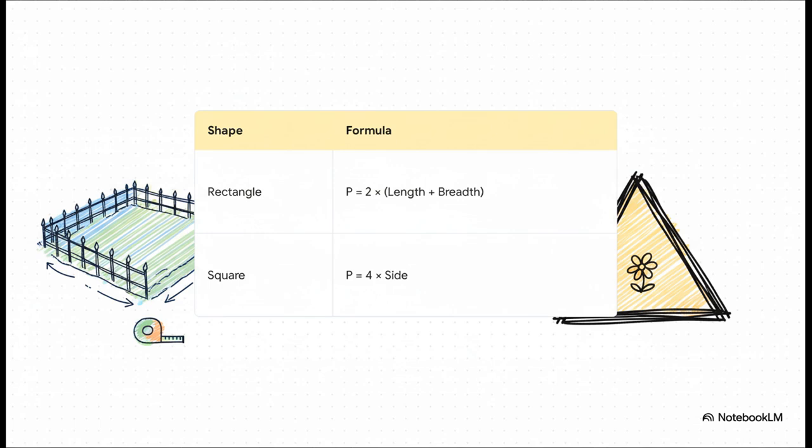And the math for this? Super easy. For a rectangle, you just add the length and the breadth together, and then you double it. And a square is even easier. Since all the sides are the same, you just take the length of one side and multiply it by 4. It's really just a simplified version of the rectangle formula when you think about it.